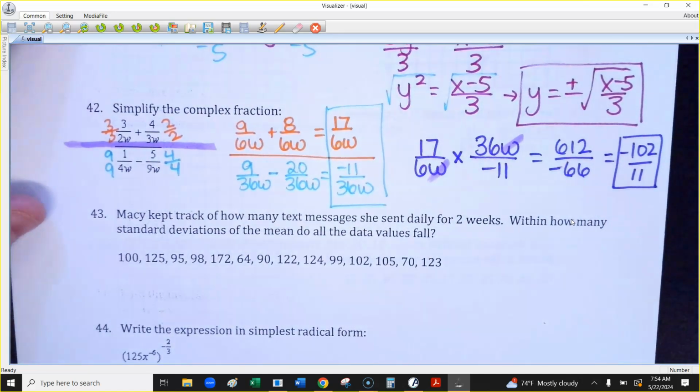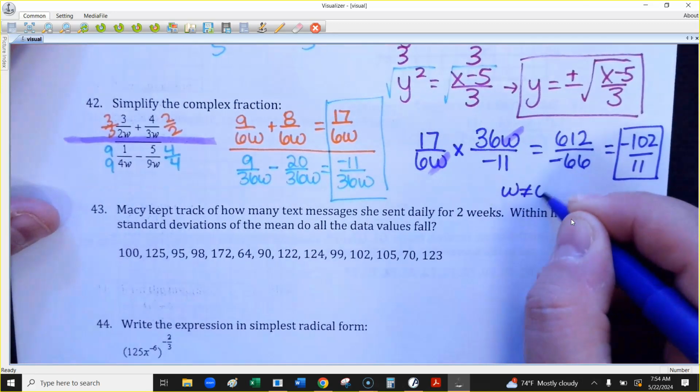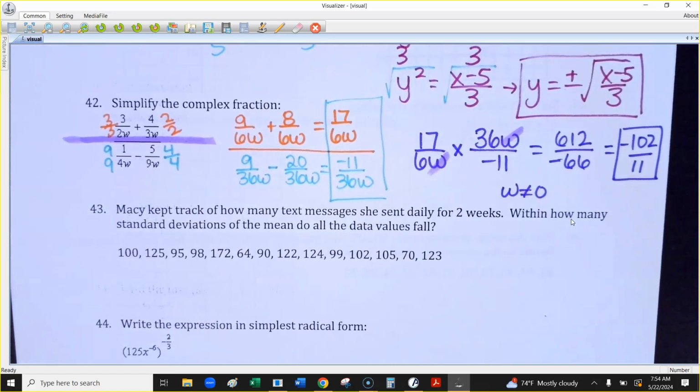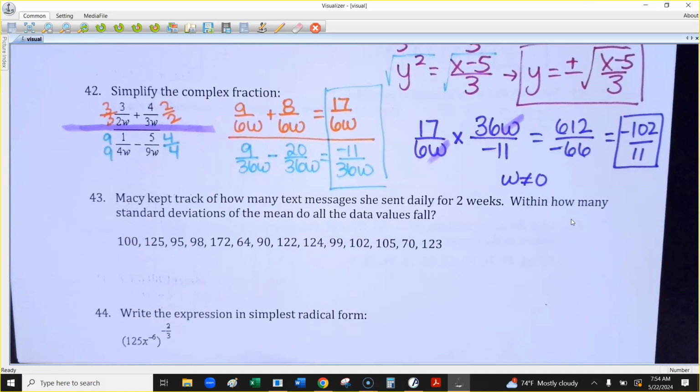So the w's would cancel out there. I know it doesn't ask you for that, but the only restriction there, if it asks you that, is that w can't be 0, because the only time we have a denominator potentially being 0, you have w times a number, so in every case it would just be 0, so that can't be your w value.